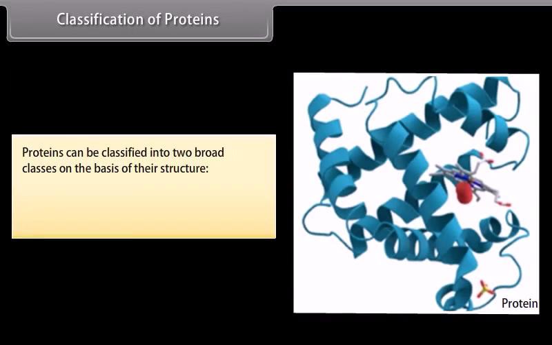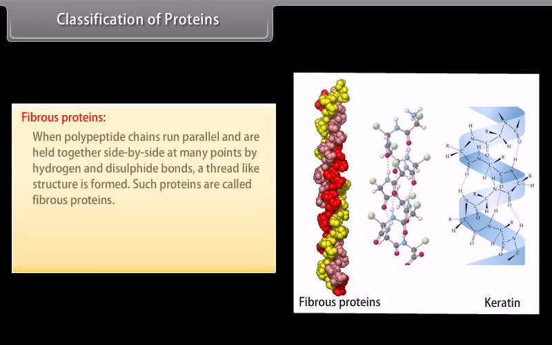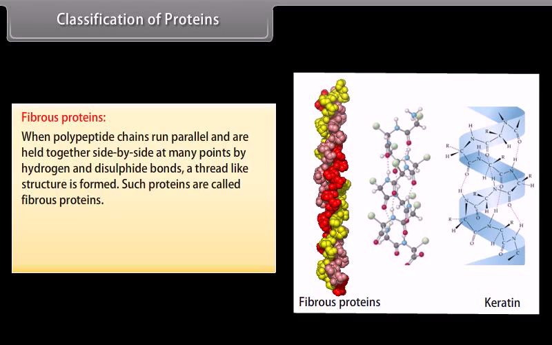Classification of proteins. Proteins can be classified into 2 broad classes on the basis of their structure: fibrous proteins and globular proteins. Fibrous proteins. When polypeptide chains run parallel and are held together side by side at many points by hydrogen and disulfide bonds, a thread-like structure is formed.